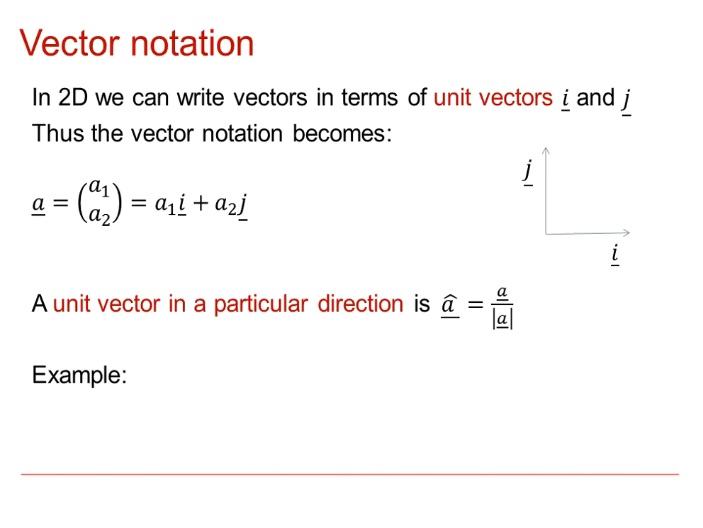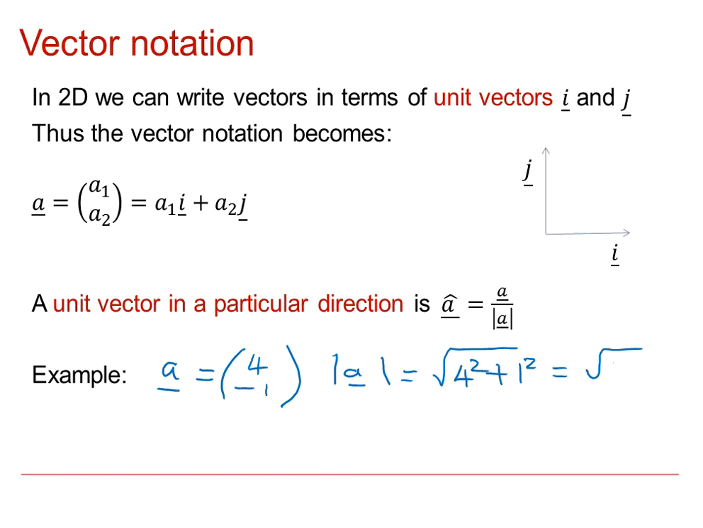Let's look at an example. If A equals (4, -1), then the magnitude of A will be equal to the square root of 4 squared plus 1 squared, or in other words, the square root of 17. And A hat as a vector would be 1 over square root 17 of (4, -1). And it's quite normal to write the fraction outside of the brackets.